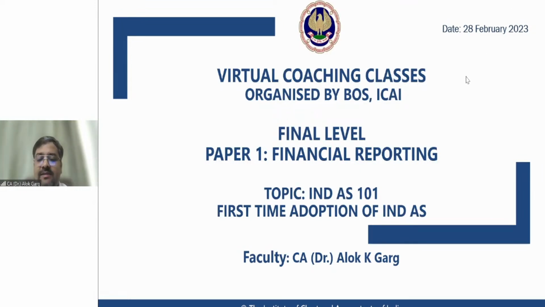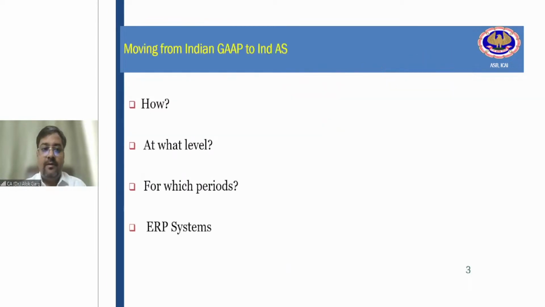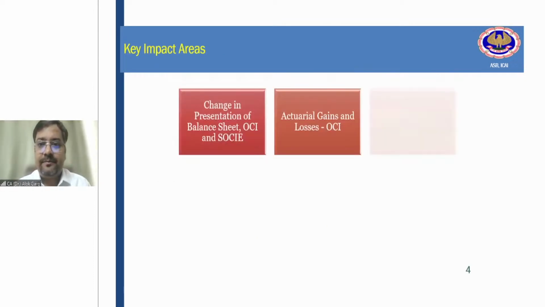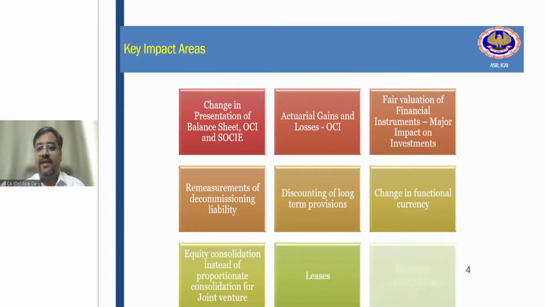And in the last class, the first thing we discussed was the implementation roadmap, where we discussed that there are 39 Ind AS and 40 IFRS, right? 39 Ind AS, okay? And we discussed that previous GAAP means Indian GAAP. In the Indian context, previous GAAP means IGAAP, Indian GAAP. And Indian GAAP means the accounting standards which you have read in your CA Inter or IPCC classes, okay? Then we discussed some key impact areas. So what are the key impact areas from AS to Ind AS?